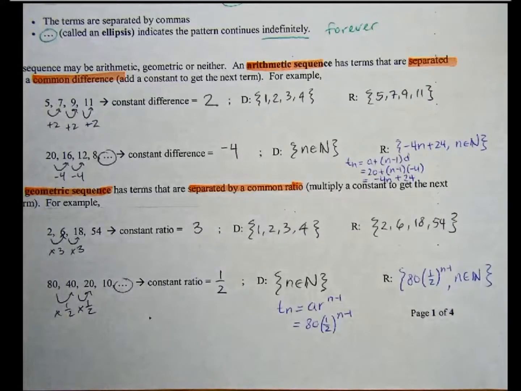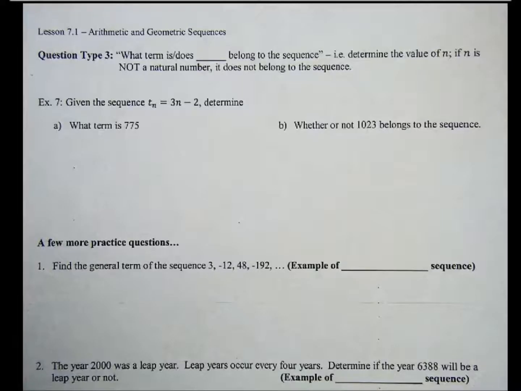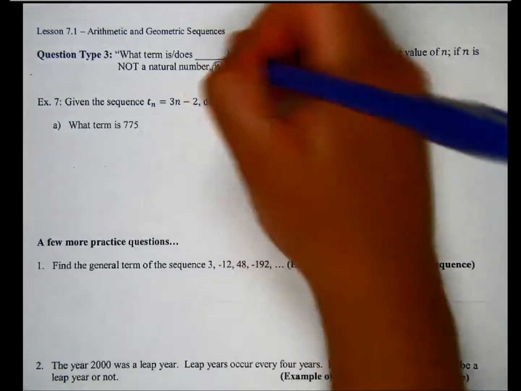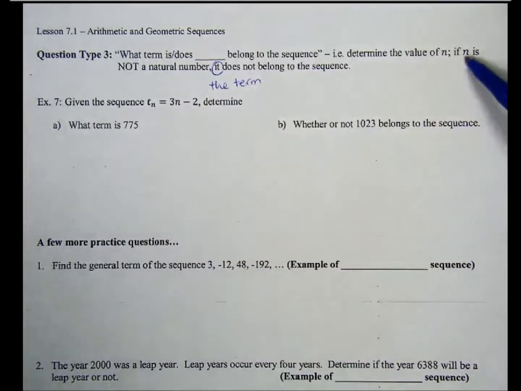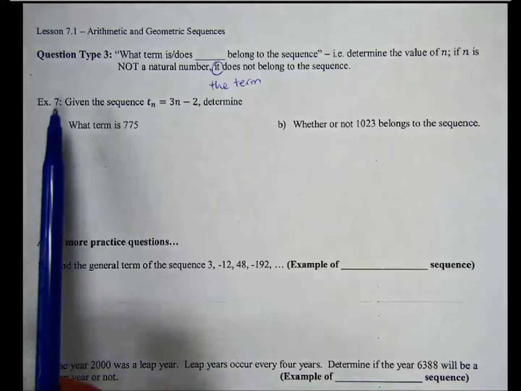We're going to go over the last question type, number 3. All right, in this last question type, what term is, or does, some number belong to the sequence given? So in this question, you need to determine the value of n. If n is not a natural number, the term does not belong to the sequence. Remember, for all sequences, n has to be a natural number, so it can't be a decimal value, can't be a fraction, can't be a negative. All right, so let's go over this example.